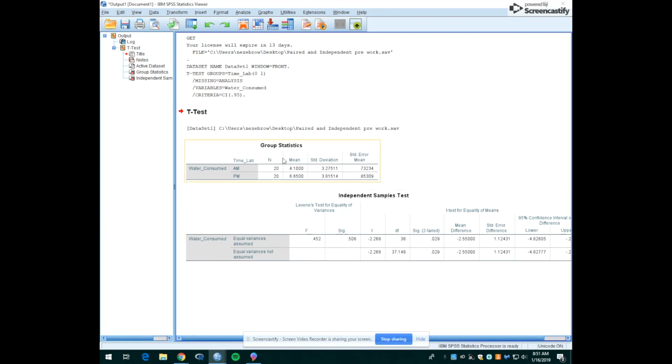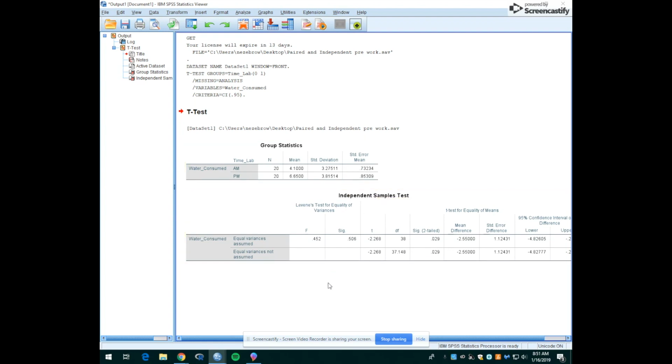The first table, though, is the group statistics table. It tells us how many students were in each lab section. So there were 20 students in morning sessions of lab and 20 in afternoon. And this gives us the mean ounces of water that they reported consuming during their lab periods. So for the AM students, they reported an average of 4.1 ounces of water, and the PM students reported an average of 6.65. This is the standard deviation and the standard error of the mean.